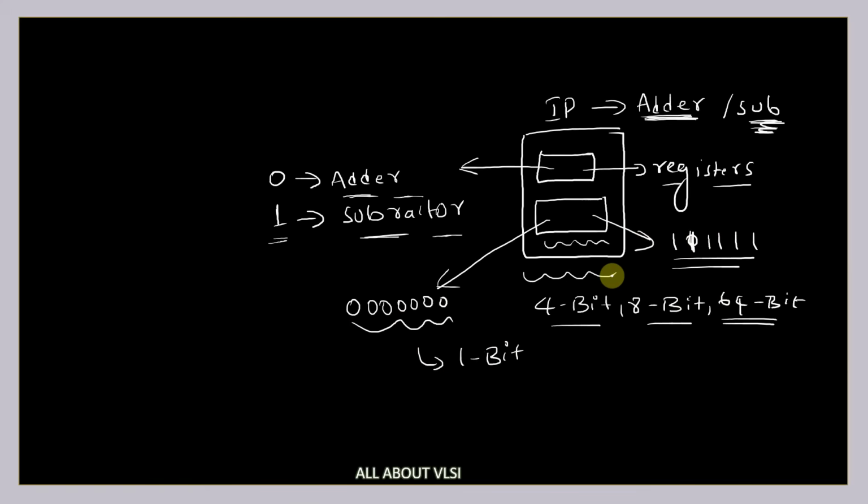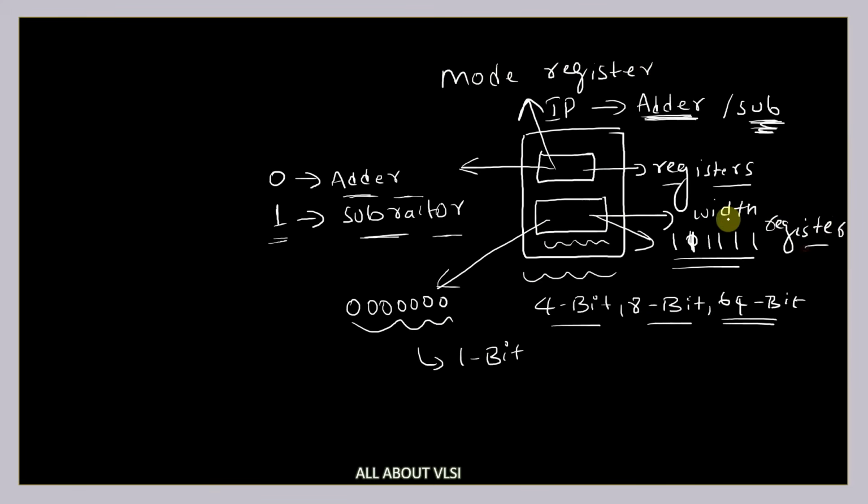If you are updating the first register, it is going to act as an adder or as a subtractor. And if you are updating the second register value, then it is going to decide how many bits you can add using this IP. Let's say the first register name is the mode register, and the second register name is the width register. So depending upon the mode register and width register values which you are updating, you are configuring this IP, right? So how to configure this IP? You configure it by updating the values of these registers.